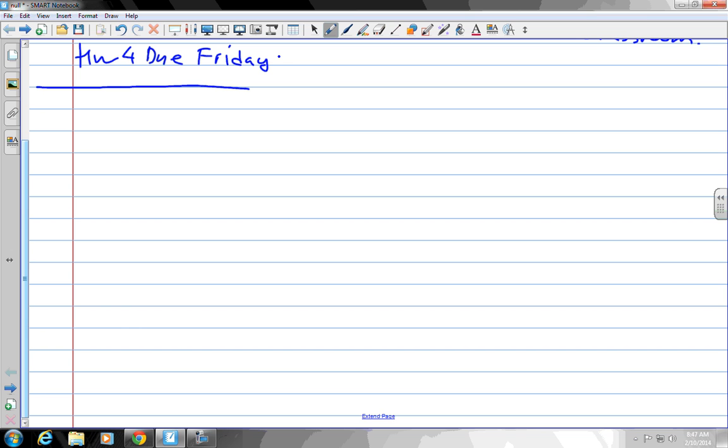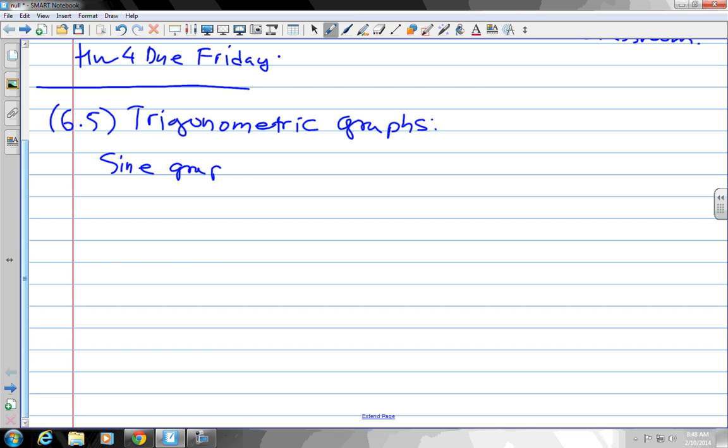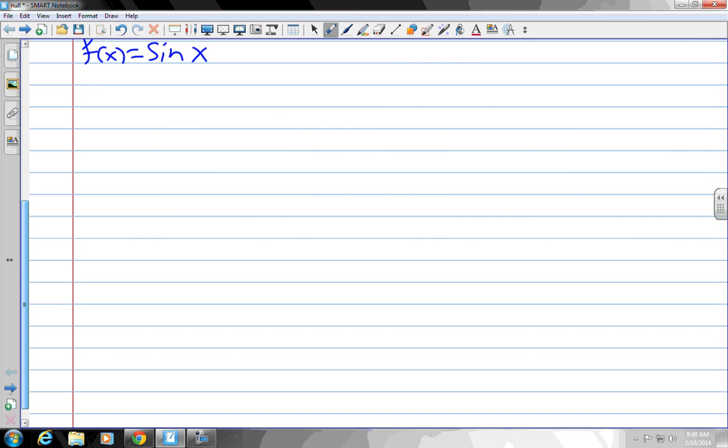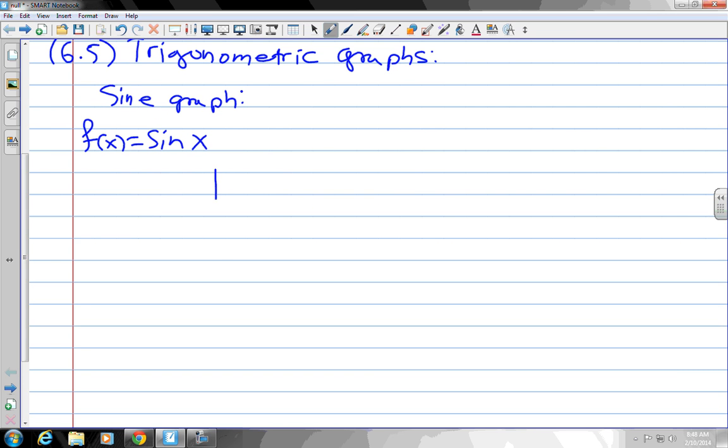All right, so we're in section 6.5 right now. We started talking trigonometric graphs. And so what we know so far, we got the sine graph. So this is what we ended up with.